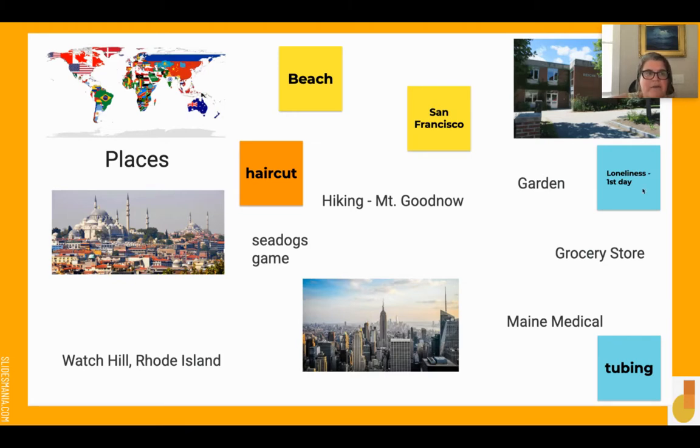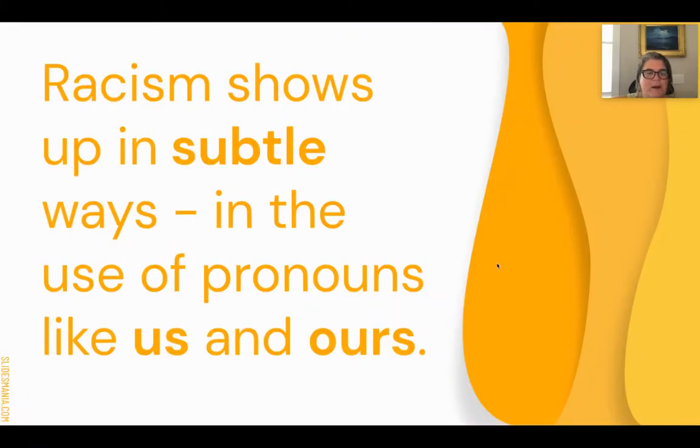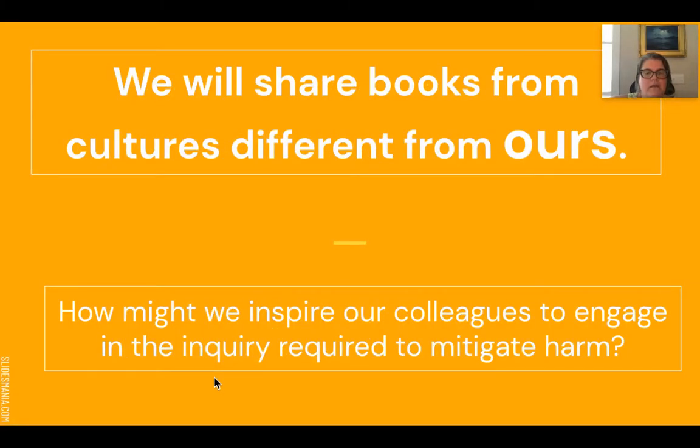How else does racism show up in classrooms? So racism can show up in subtle ways, in the use of pronouns like "us" and "ours." So here's an example of a document that was shared with me. In this document, which was work that came out of a Committee for Diversity, Equity, and Inclusion, the district that created this document named the goal of sharing books from cultures different from ours.